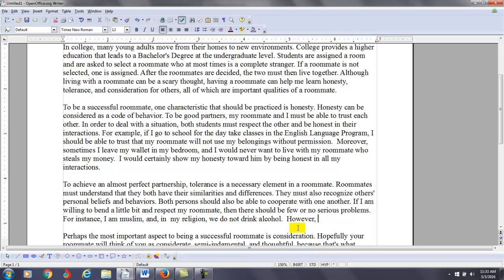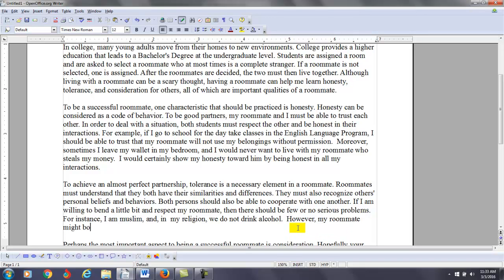However, my roommate might not be Muslim, and maybe he likes to drink a little beer now and then.